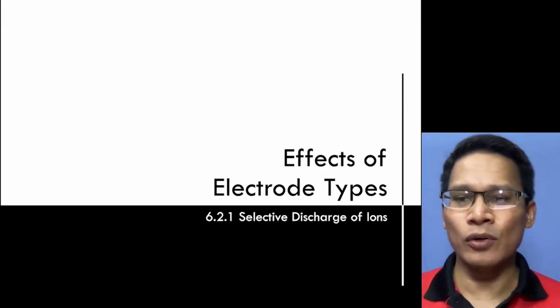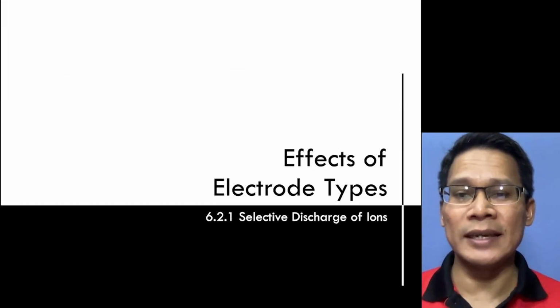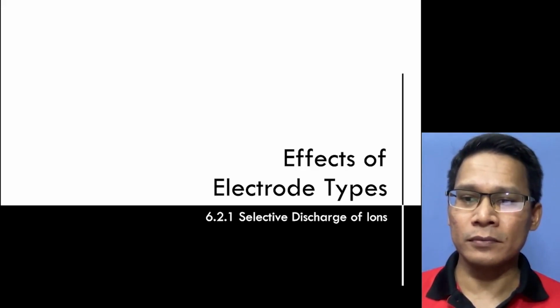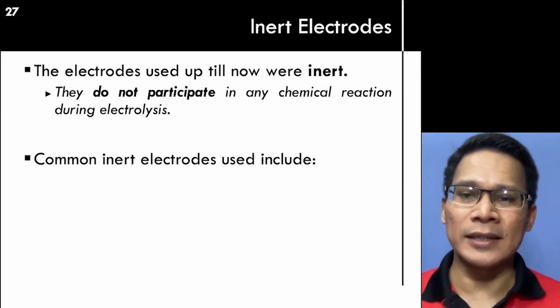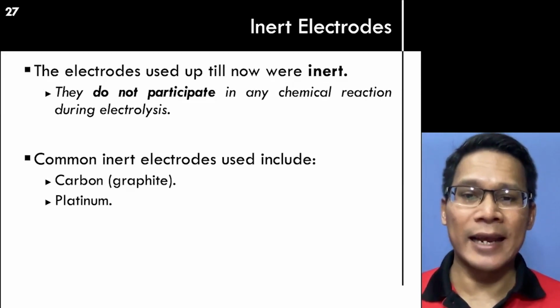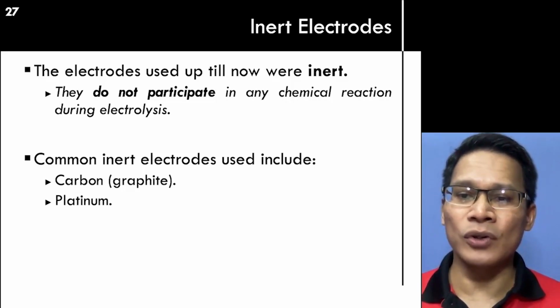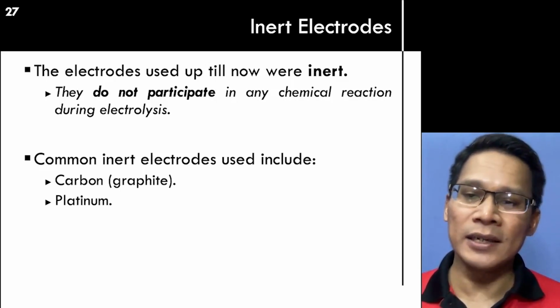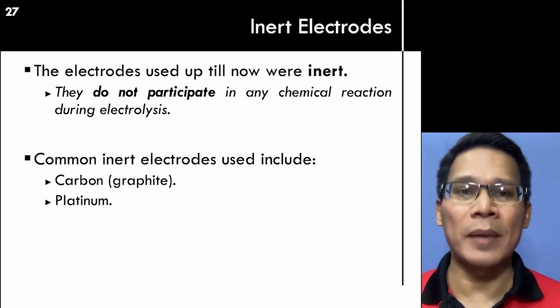Finally, let us look at the last factor that will determine the ions to be discharged at the electrodes. You have probably noticed that all the earlier examples and exercises made use of inert electrodes. Inert electrodes do not react during electrolysis. Examples of inert electrodes are graphite and platinum.